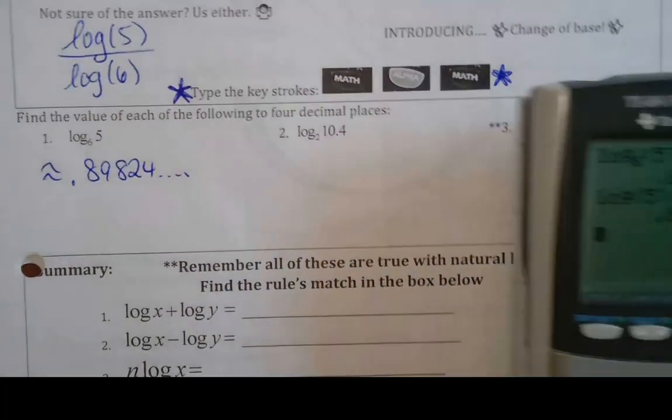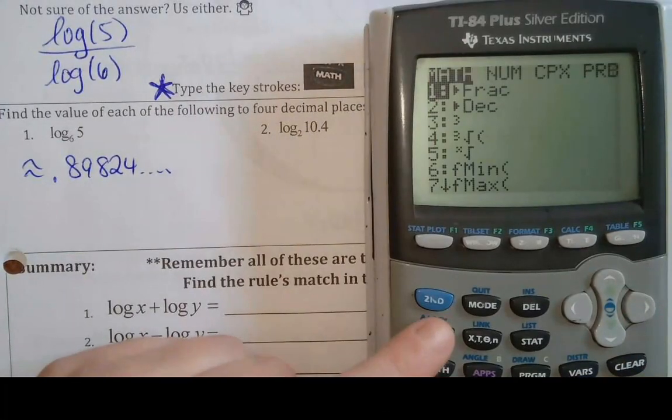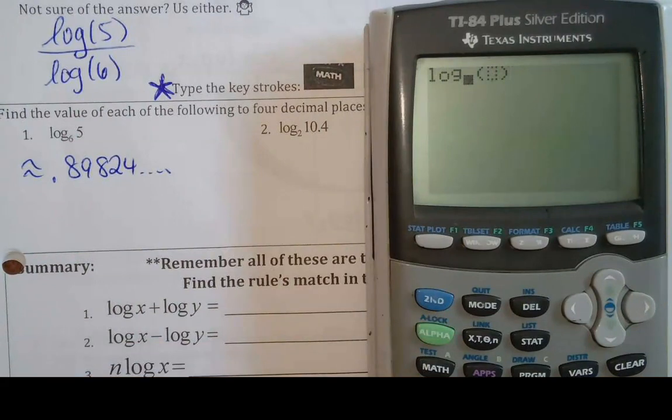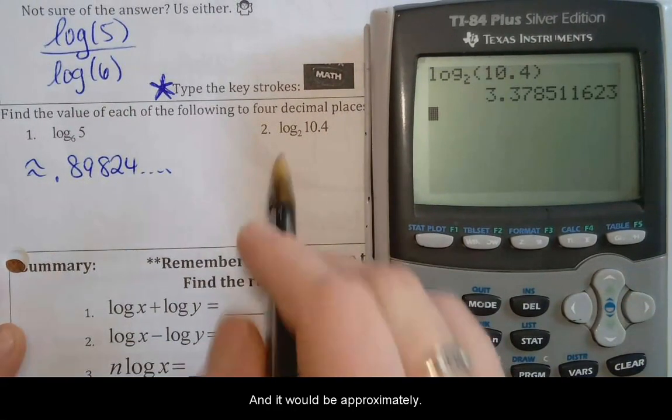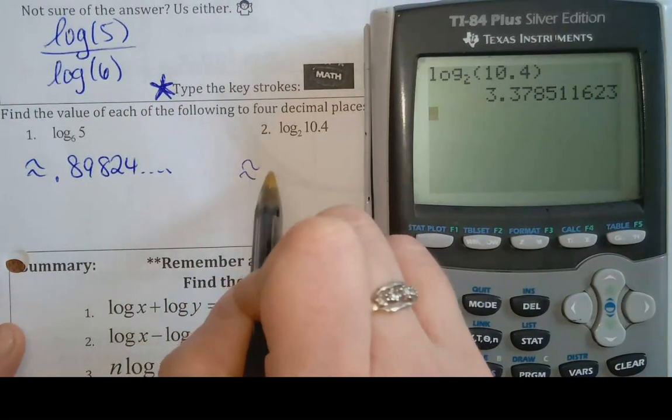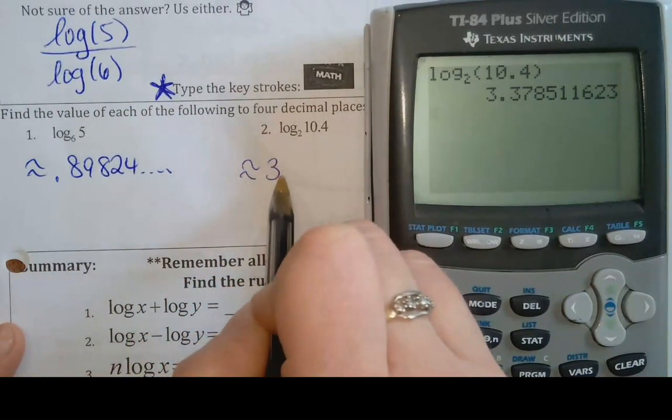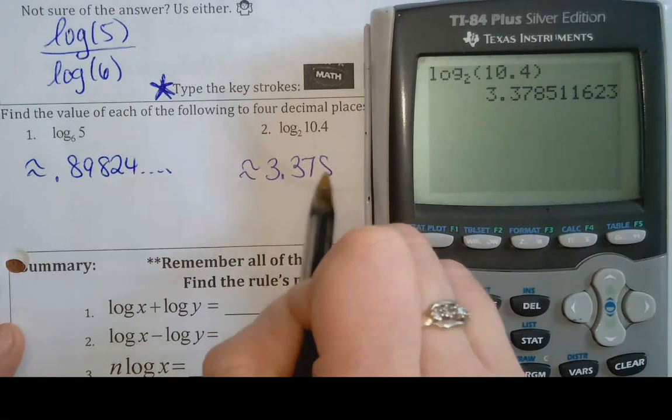So if you want to practice number 2, math, alpha, math, log base 2 of 10.4, hit enter, and it would be approximately, oh, it's a safe for decimal place. There you go.